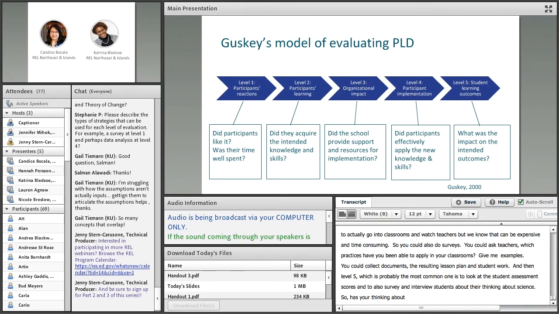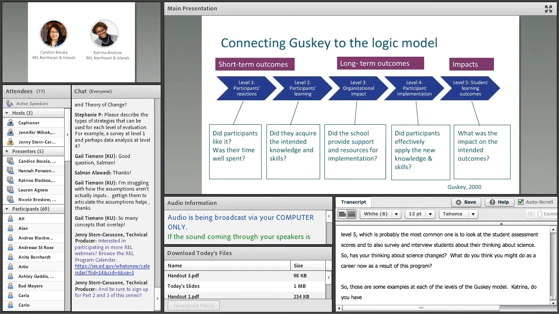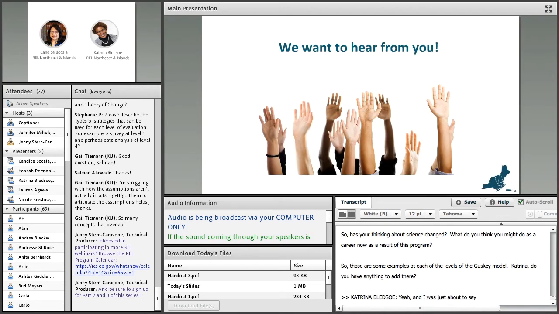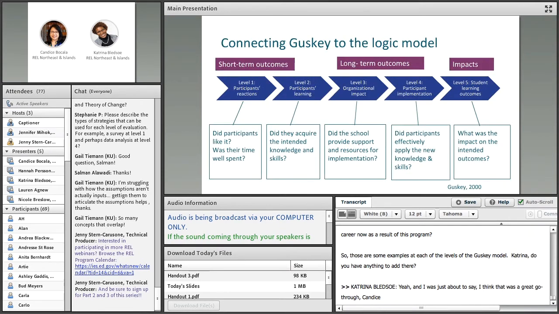And then level 5, which is probably the most common one, is to look at the student assessment scores. And then to also survey and interview students about their thinking about science. So has your thinking about science changed? What do you think you might do as a career now as a result of this program? So those are some examples at each of the levels of the Guskey model.